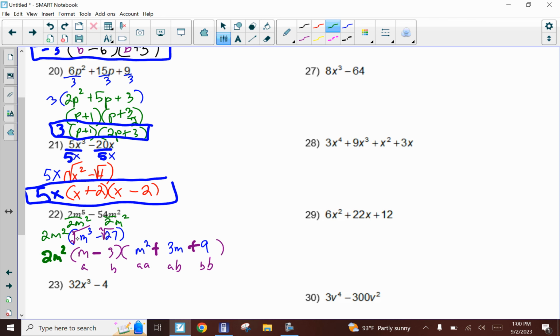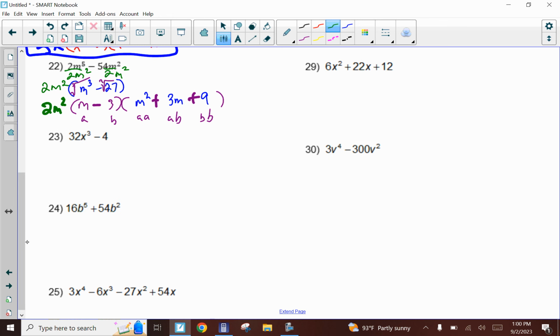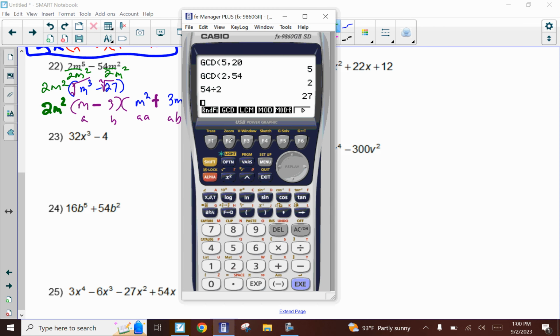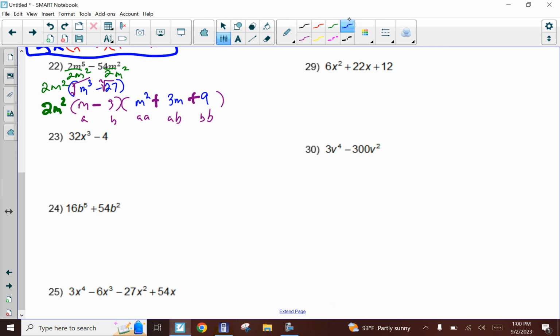That's our answer. Okay, next one, GCF again. I don't think I need the calculator for this, but I'll type it anyways. It's already set up for it. 32, 4. So it's 4. So we're going to go ahead and take out the 4. So there's a 4 in the front, and this is going to leave us with 8x cubed minus 1.